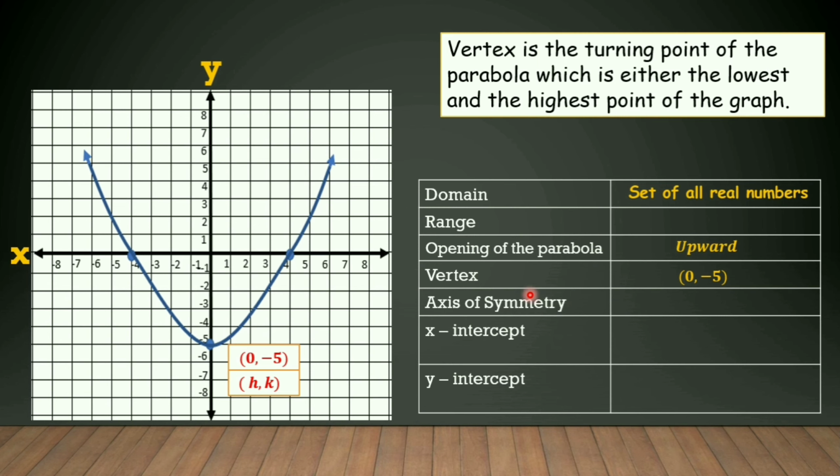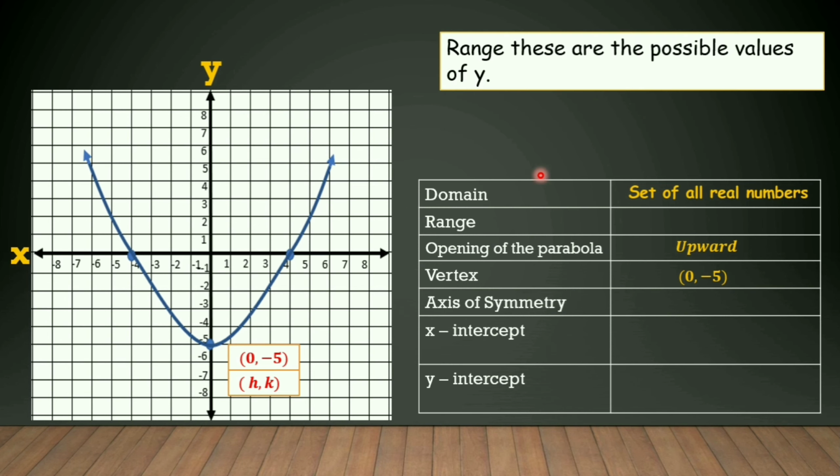Okay, now, let's answer now the range. Range, these are the possible values of y. So, dito naman tayo titingin sa bandang y-axis. Our range is the set of all y values such that y is greater than or equal to... So, saan tayo nag-base? Bakit greater than or equal ang ating nilagay dito? Nag-base tayo dito sa opening ng parabola. If the opening of the parabola is upward, we will use greater than or equal. Pero kapag ang opening ng parabola natin is downward, we will use less than or equal. Okay? And then, negative 5.